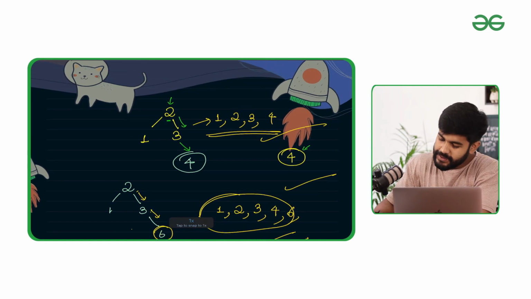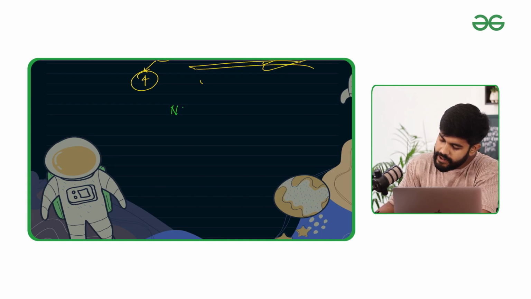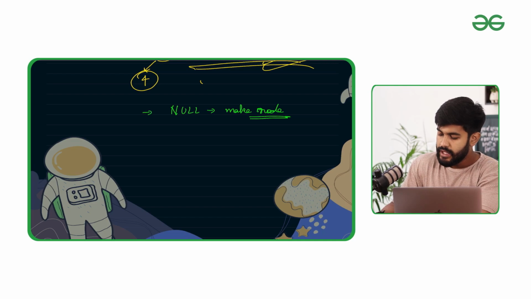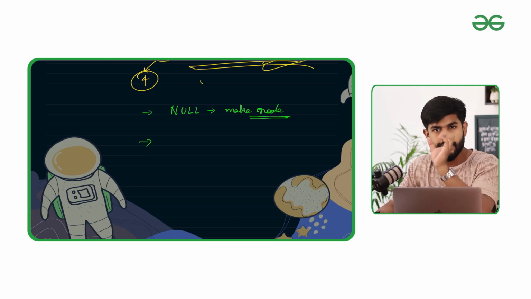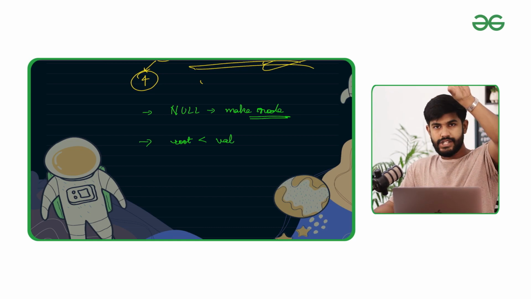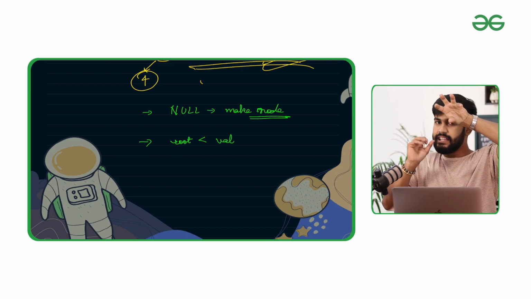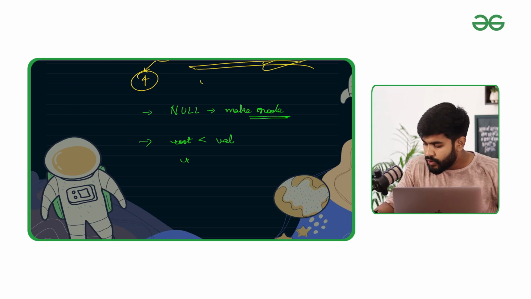Okay, so the same idea would be used in the implementation too. We would say whenever we hit a null condition, we would make the node. The very next thing is, if the current node is root, and root dot data is less than the given value, this value is less than the value we want to insert, then we would go to the right hand side because this side value would be more. So we would go to right.